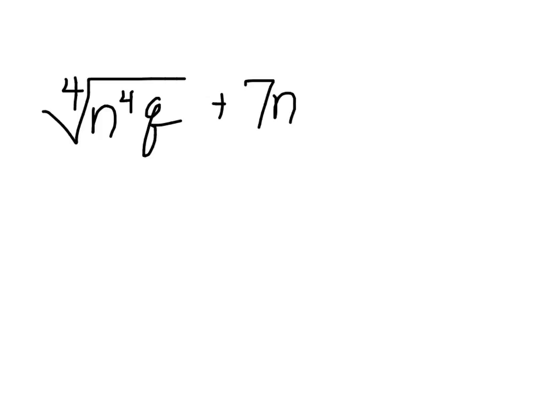Then the next one, 13. I got the 4th root of n to the 4th q plus 7n, the 4th root of q. Now in order to add or subtract, we just talked about it a few minutes ago, we got to have the same house. Are the houses the same?